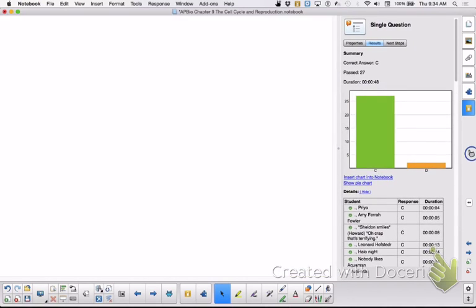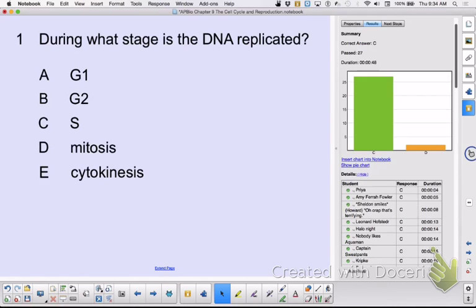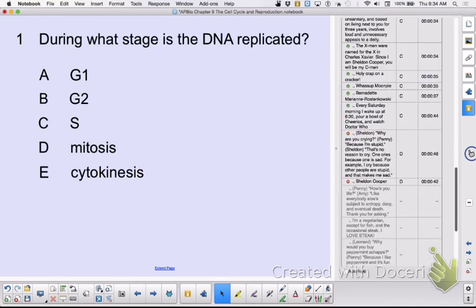D, mitosis. No. The DNA is not replicated. What happens during mitosis? Nuclear division. Mitosis is all about nuclear division.